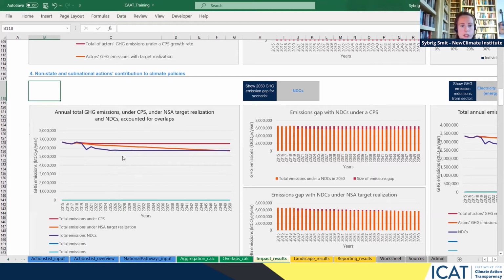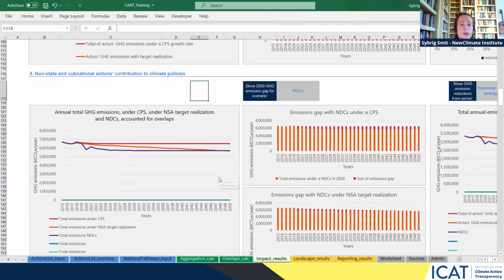So as we can see, the sub and non-state actions under target realization get exactly at the same level of the NDC in 2050, whereas the reference scenario stays far above it. And we can also see that here where the emission gap is still pretty large for the reference scenario, in this case the CPS, but that the NDC's emission gap with NSA target realization is, well, zero in the end.